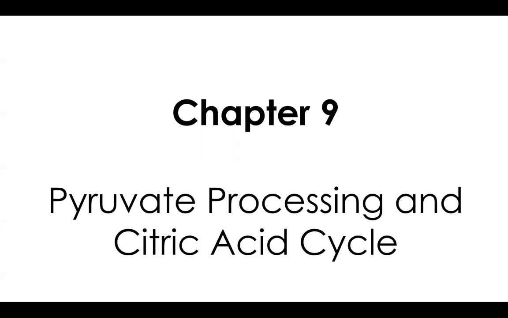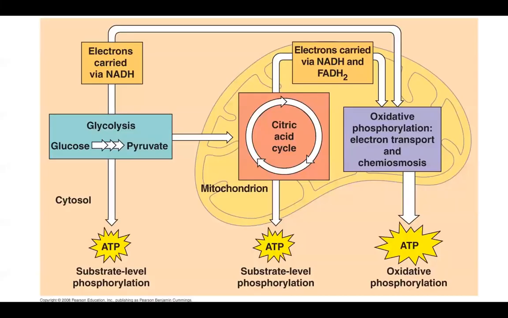Finally, we've produced 2 pyruvate molecules, 3-carbon molecules that we're going to process and enter into the citric acid cycle. We'll get a better recap on that with some visuals in a moment, but for now, let's reorient ourselves to where we are in the cell.